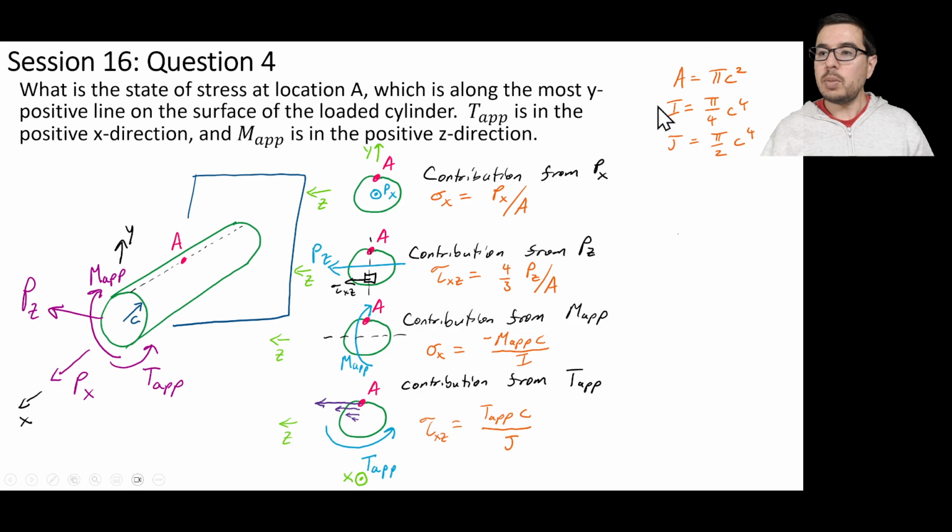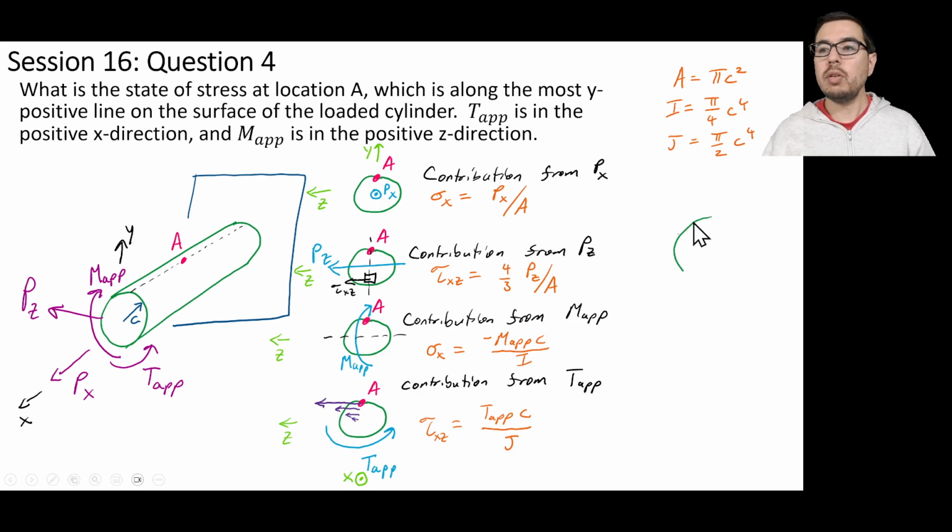These expressions up here are maybe a good reminder of what their quantities are, and as I've said previously, I think of I and J as being in alphabetical order. So the I for a circular cross-section is pi over 4, right? And J for a circular cross-section has this coefficient of pi over 2. Both are c to the fourth. So the second moment of area and the polar moment of area.